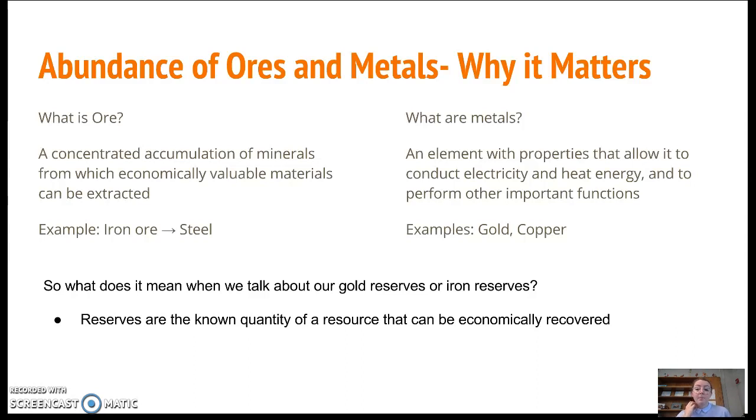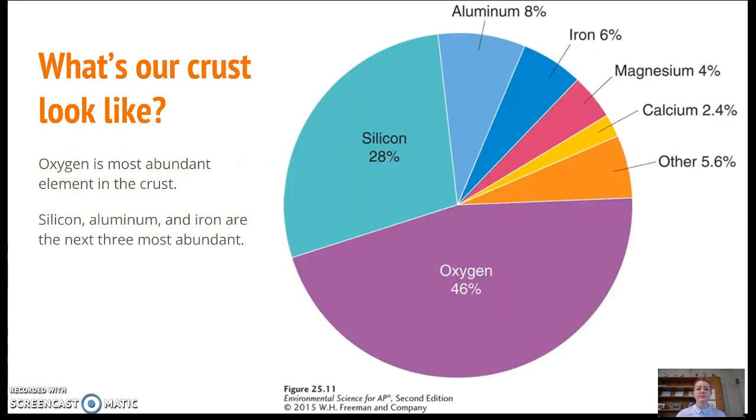Metals are an element with properties that allow it to conduct electricity and heat energy and to perform other important functions. Examples, gold, copper, both things that are very expensive and in very high demand. Gold, not so much anymore. But still, copper, we use copper wiring because it's a great conductor. So, you might have heard people talk about before our gold reserves or our iron reserve or the reserve bank. So, reserves are the known quantity of a resource that can be economically recovered. So, how much money do we have in gold is really what that means.